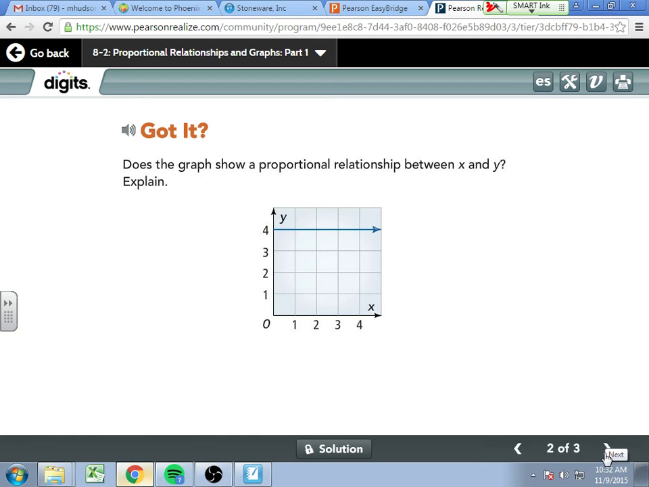So what about this graph? Oh, I know. It is not on your paper, but it's pretty easy. Carrie, can you tell us whether or not this is proportional? No? Why not?